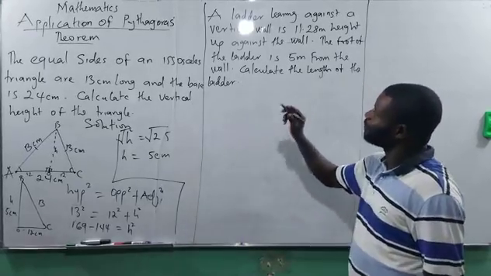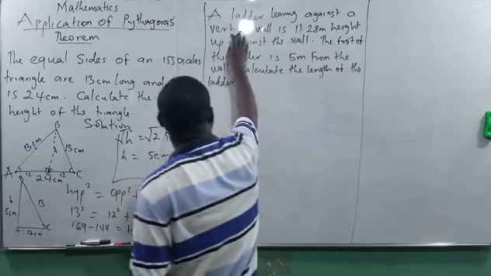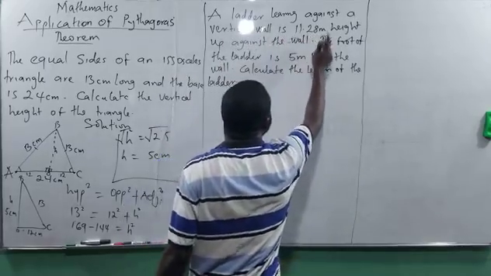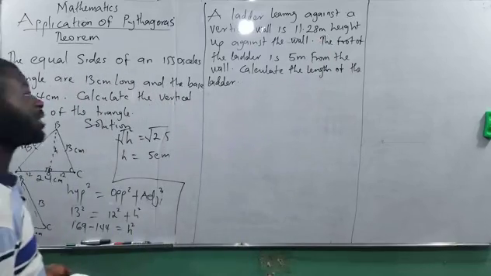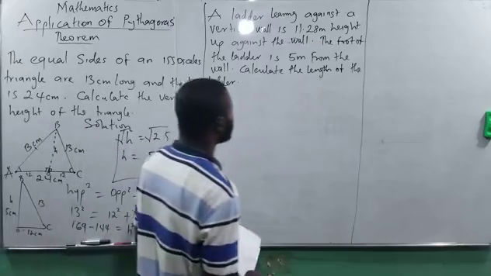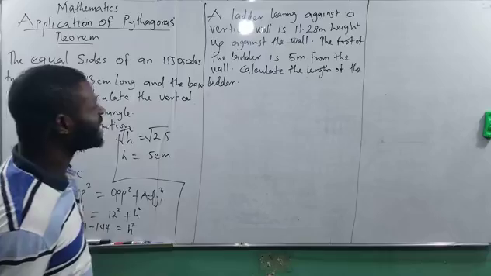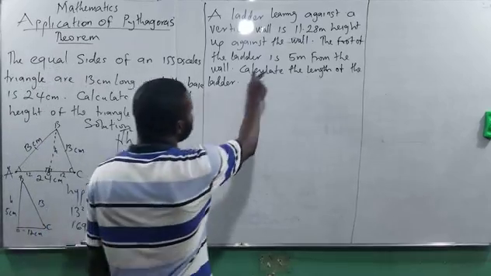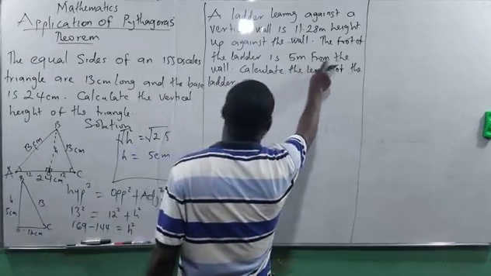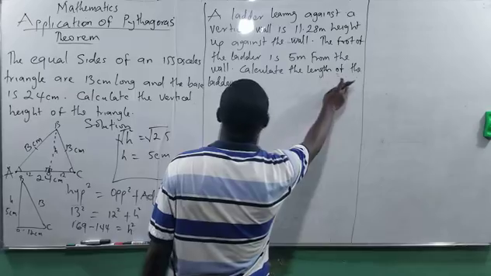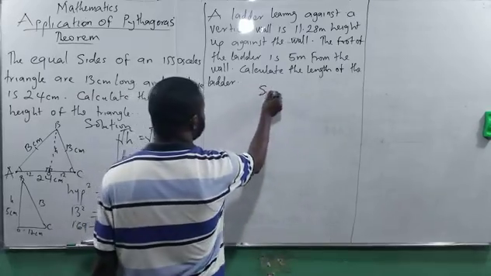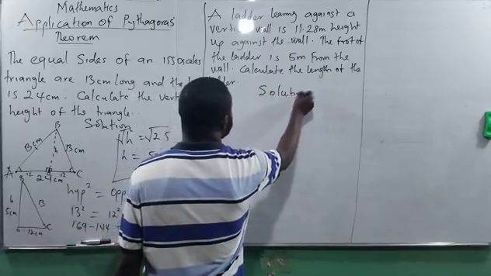Now a ladder leaned against a wall, vertical wall, is 11.18 meter height up against the wall. The foot of the ladder is 5 meter from the wall. Calculate the length of the ladder. This is very simple. Now, solution to this problem.